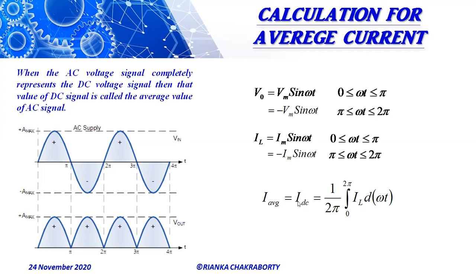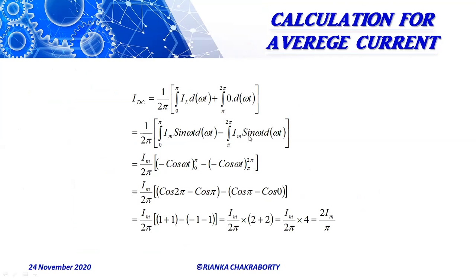I average or IDC equals 1 by 2 pi integration of 0 to 2 pi IL d omega t. Actually, you have seen it in the half-wave rectification for the calculation of DC current or average current. So the formula is the same actually. Now we put the value of IL in the equation. The value of IL for 0 to pi is Im sin omega t, and for pi to 2 pi it will be minus Im sin omega t.